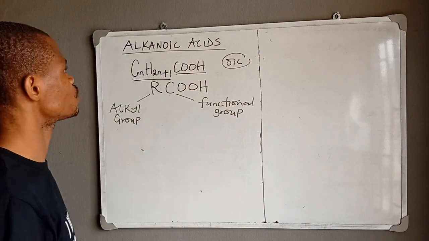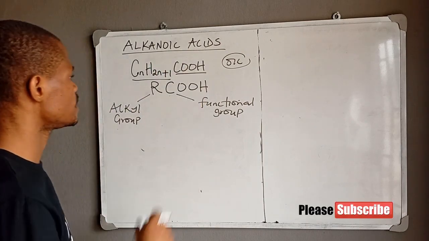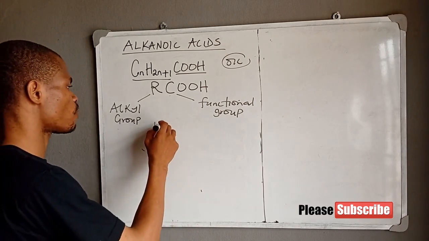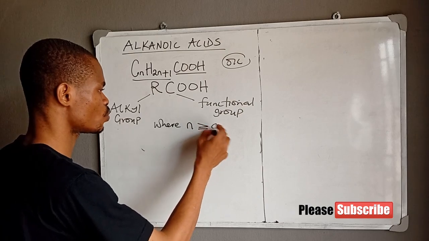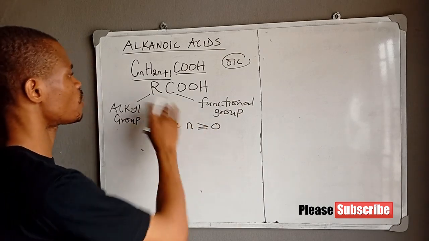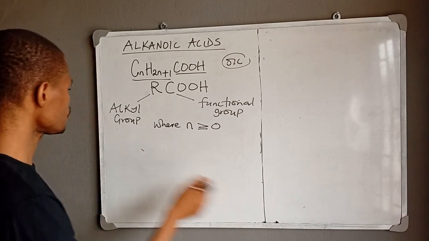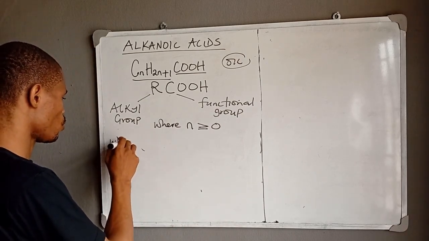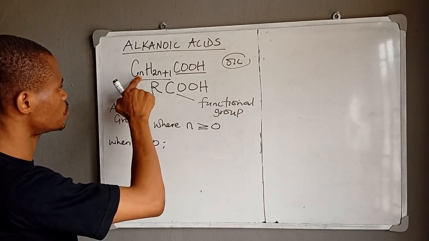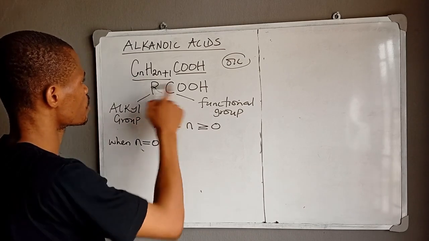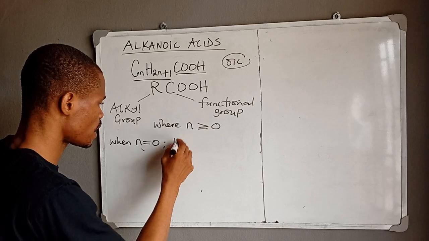You know, the functional group is what takes care of the chemical properties of the compound. So this is how to write the alkanoic acids. Don't forget the values of n are greater than or equal to 0. So with the knowledge of this, we can write as many compounds as we can. For example, when n is equal to 0, I simply substitute n here. Automatically, this is 0, so I have just H.